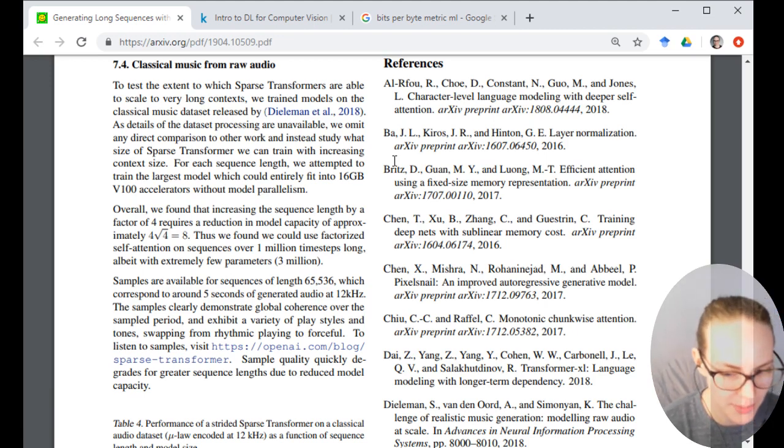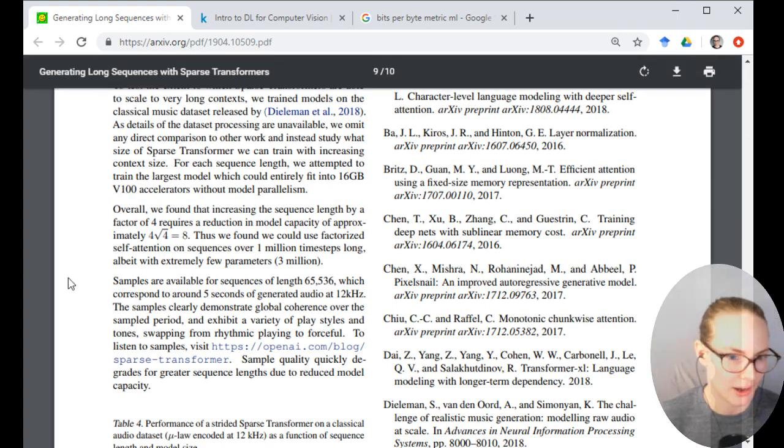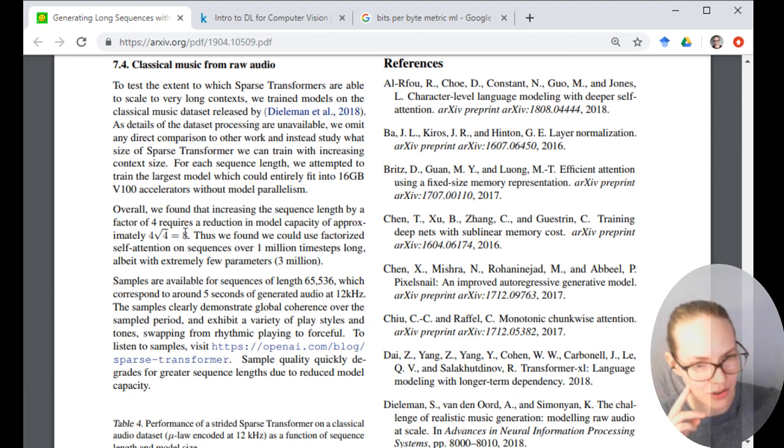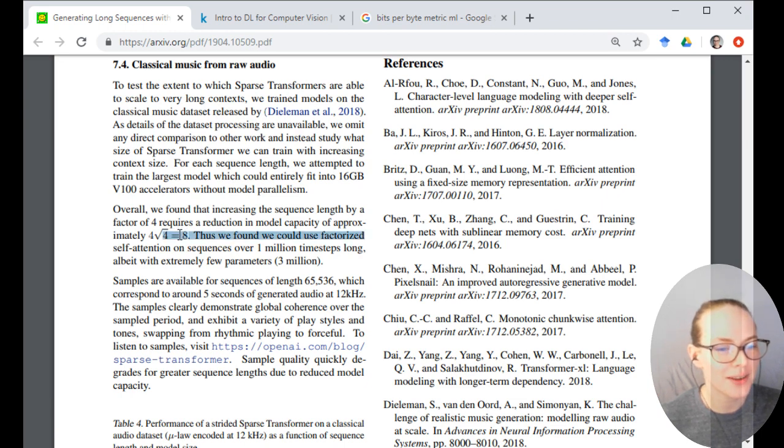So they are generating music from this dataset that they don't know much about. Overall, we found that increasing the sequence length by a factor of 4 requires a reduction in model capacity of approximately 4 square root of 4 equals 8. 4 square root of 4 is more than 8? It's like 8.48 in there? What does this mean? We found that increasing the sequence length by a factor of 4 requires a reduction in model capacity of approximately 4. Oh, okay, use the approximate symbol. Listen, I'm not great at math, but I know that the squiggly equals means approximate. Thus we found we could use factorized self-attention on sequences over 1 million time steps long, albeit with extremely few parameters.